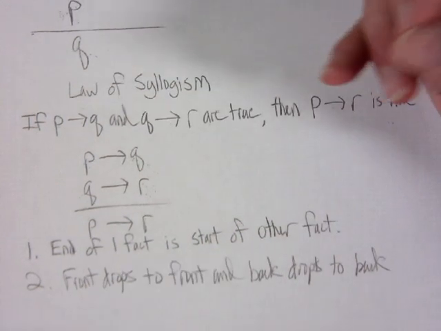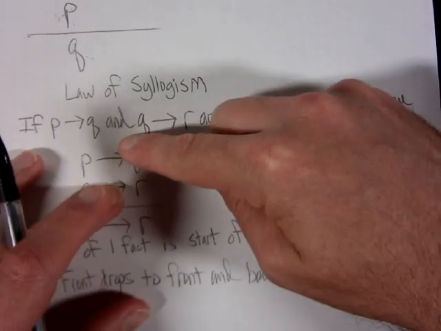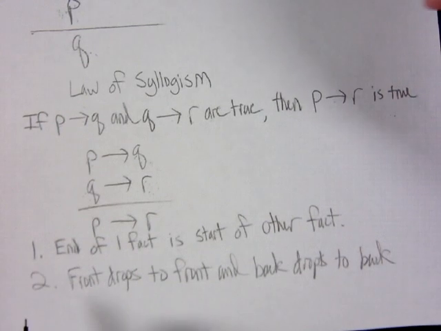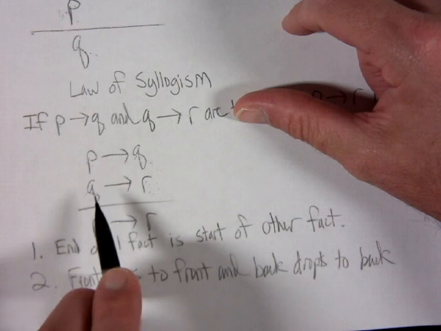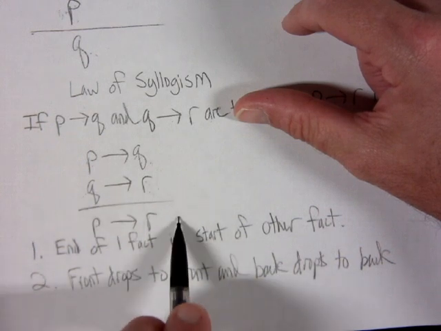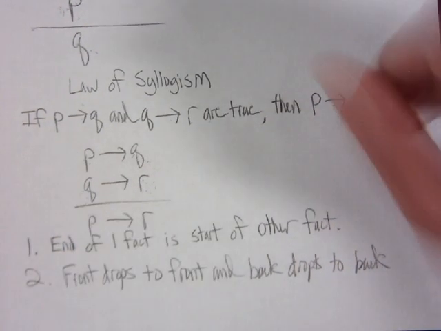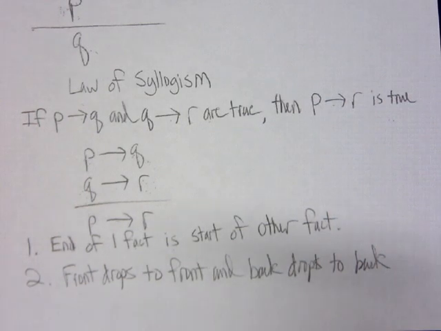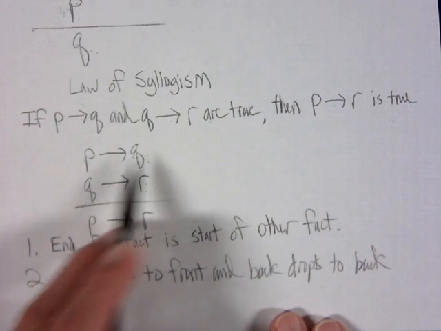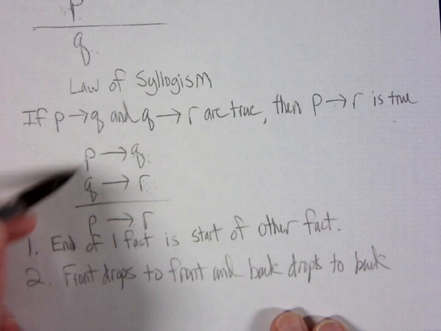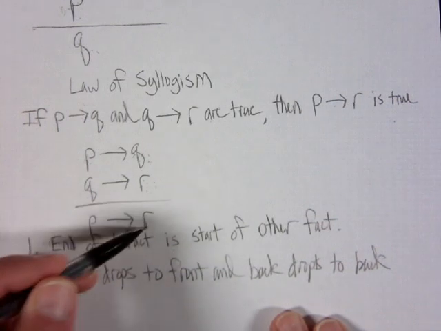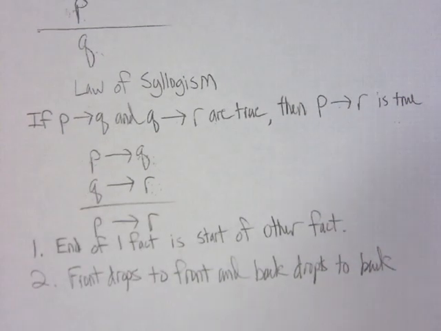So in other words, if I switch these two, it would still be law of syllogism. The end of the first can be the beginning of the second, or the end of the second could be the beginning of the first. As long as it links in that fashion, then you've got law of syllogism. That's the main thing that you want to see. First of all, does it have a link where the end of one is the beginning of the other? If it does, then you know P drops to the front of the conclusion, R drops to the back of the conclusion. So let's actually try some of these out now.